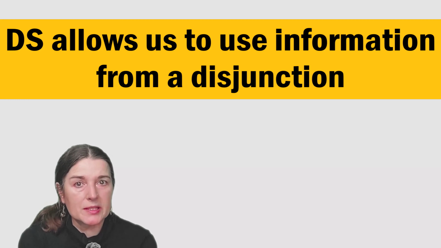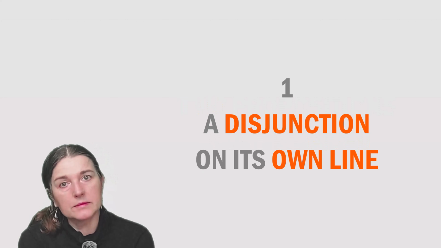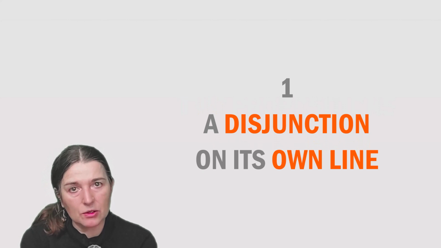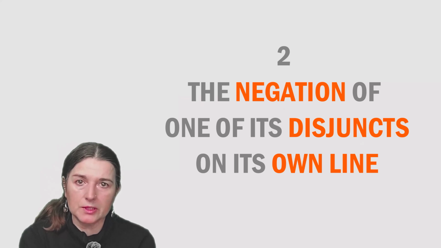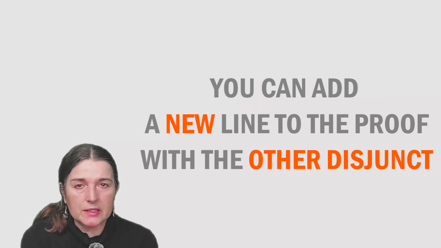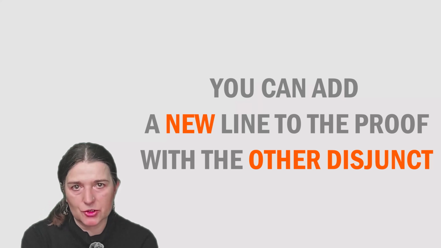Disjunctive syllogism essentially allows us to use information contained in a disjunction. You must be given two propositions. One, a disjunction that stands on its own line, and another, the negation of one of the disjuncts. It also must stand on its own line. If these conditions are satisfied, you are allowed to add a new line to the proof with the other disjunct.